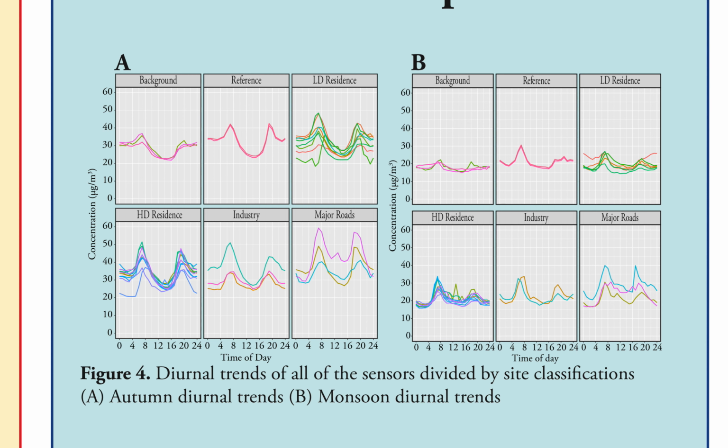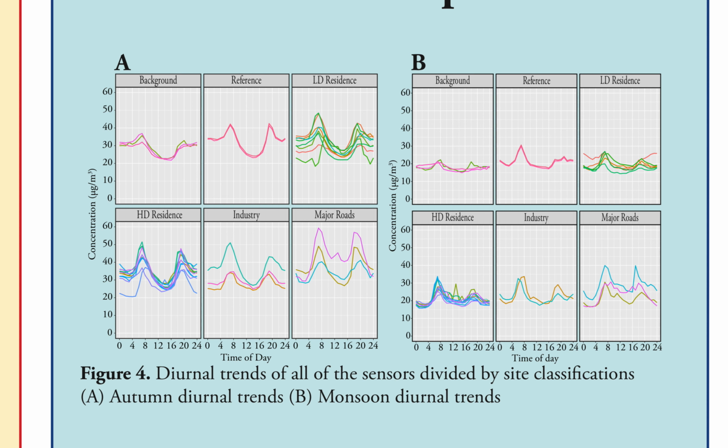The morning and evening peaks flatten during the monsoon season. However, this is more pronounced in the lower concentration sensors, such as in the background sensors. This is most likely due to a lack of consistent local sources in the background sensors, as well as meteorological changes, though more work will need to be done to determine the magnitude of each of these effects.